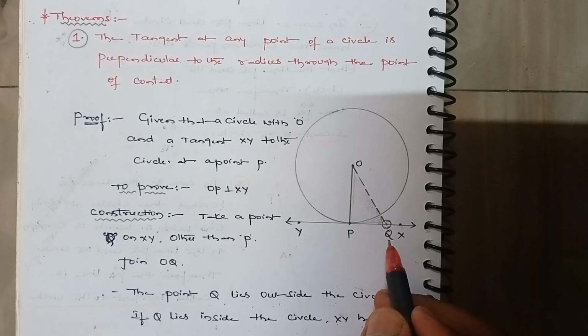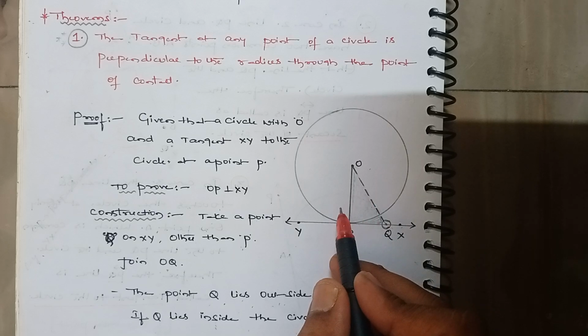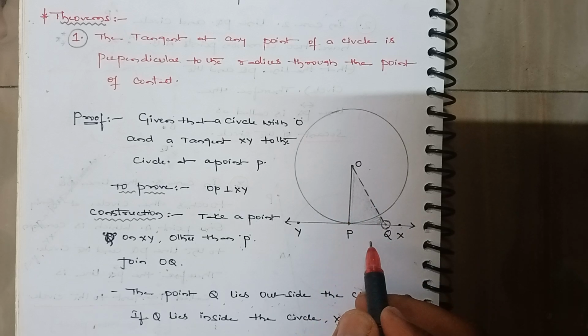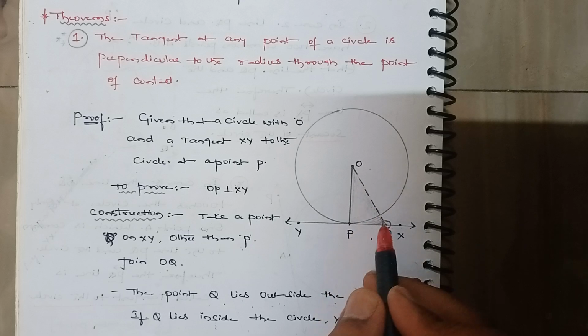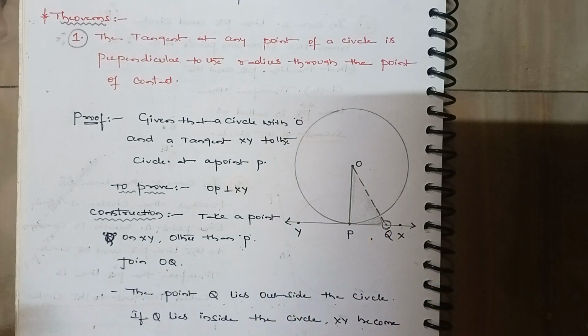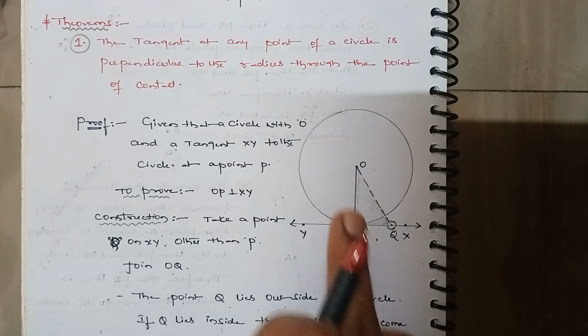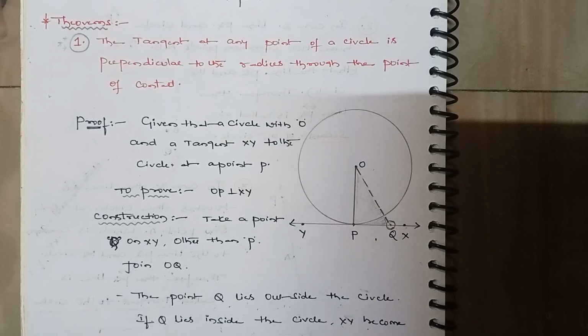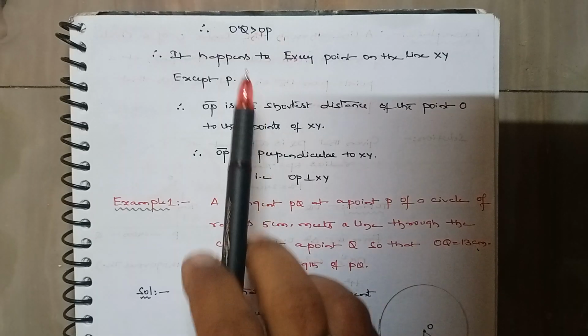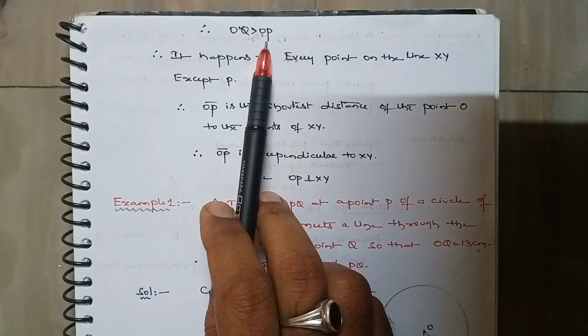So OQ looks like the hypotenuse. OP is the opposite side and the base PQ is the adjacent side, right? In a right angle triangle, the longest side is the hypotenuse, right? Therefore, OQ is greater than OP.